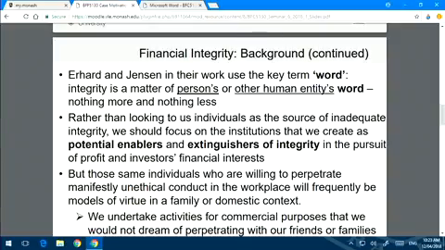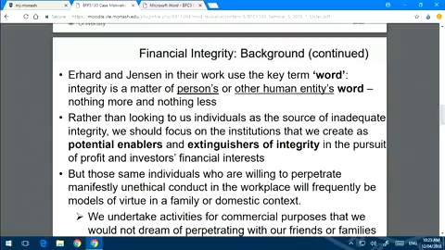So, you can either enable, that is right, doing the right thing. Enabling means you are doing the right thing, and enabling your integrity. So, you are acting in a manner that will show that you have integrity. What about extinguishers?